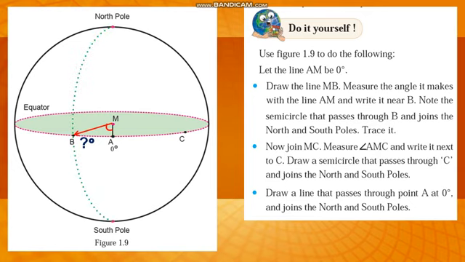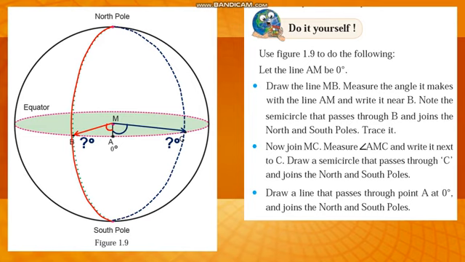Note the semicircle that passes through B and joins the north and south pole. Trace it. Now join MC. Measure angle AMC and write it next to C. Draw a semicircle that passes through C and joins the north and south pole.